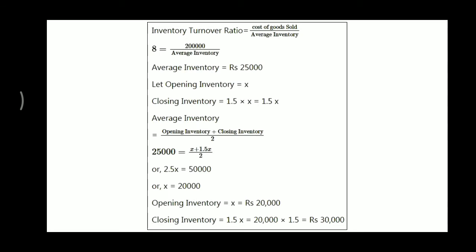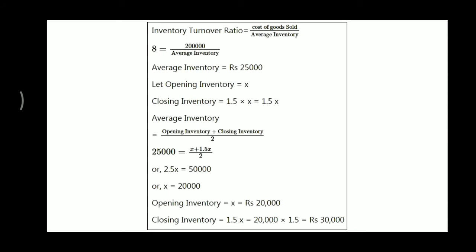So we'll assume that opening inventory is equal to X. So if opening inventory is equal to X, then closing inventory will be 1.5X. Now the same we will put in the formula. So average inventory is equal to opening inventory plus closing inventory divided by 2. And the figure of average inventory we have already calculated, that is 25,000. So 25,000 is equal to opening inventory X plus closing inventory 1.5X, divided by 2.